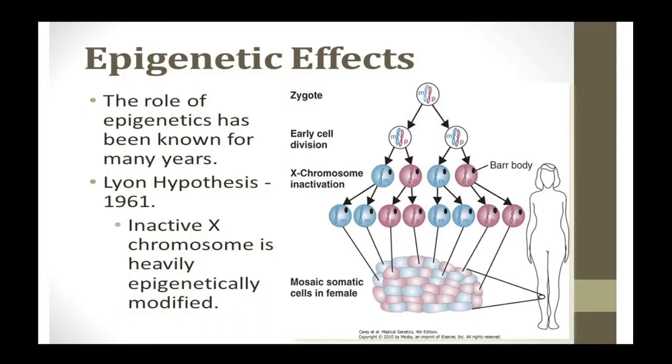We study with you the Lyon hypothesis. This is the inactive X chromosome in female cells. The inactive X chromosome is heavily epigenetically modified, and we can find this condition in female bodies.